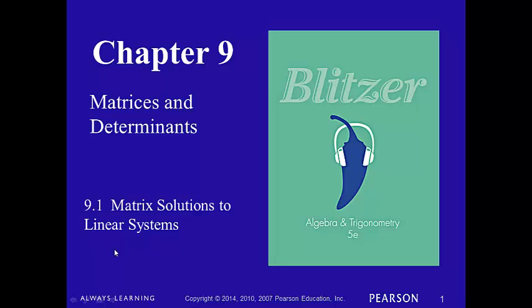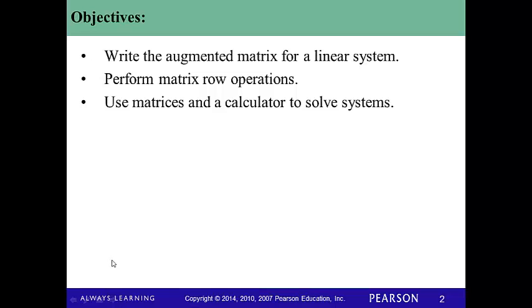We're in 9.1, which is matrix solutions to linear systems. Here are our objectives. I want to draw your attention to the last objective. It did say use matrices and Gaussian elimination to solve systems. Instead, we're going to be using matrices and a calculator to solve our systems.